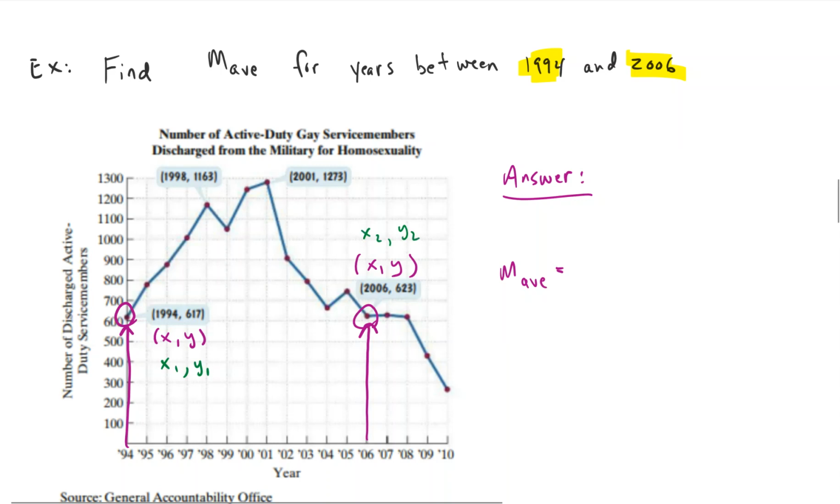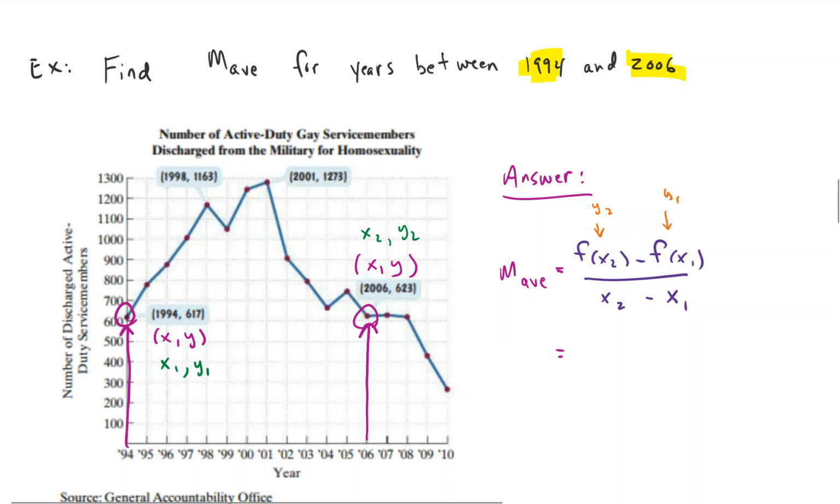Now we can just fill out our formula here. So we know that we have f of x2 minus f of x1 over x2 minus x1. Instead of doing f of x2 and f of x1, we can just use y1 and y2. That's the same thing. So we'll make a little note. This is y2, and this is y1.